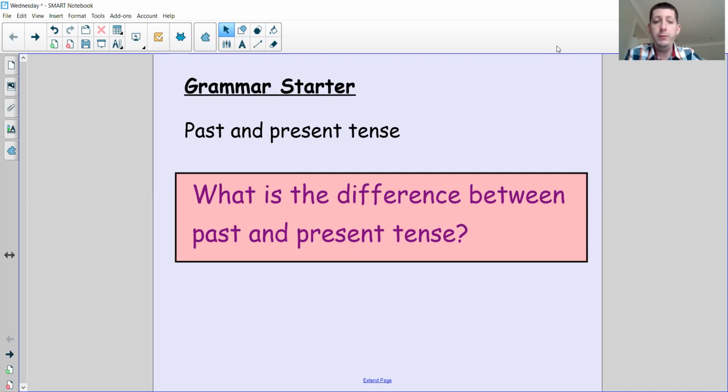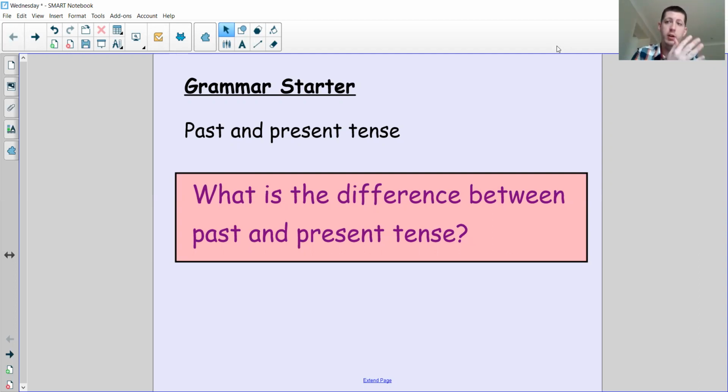Well, if something is written in the past tense, that means that it's something that's already happened. It's happened in the past, it's already been and gone. But if you're talking about something in the present tense, that means that it's happening right now, at this very instant. So if I was saying I went to the beach, that would be in the past tense because it's something that's already happened in the past.